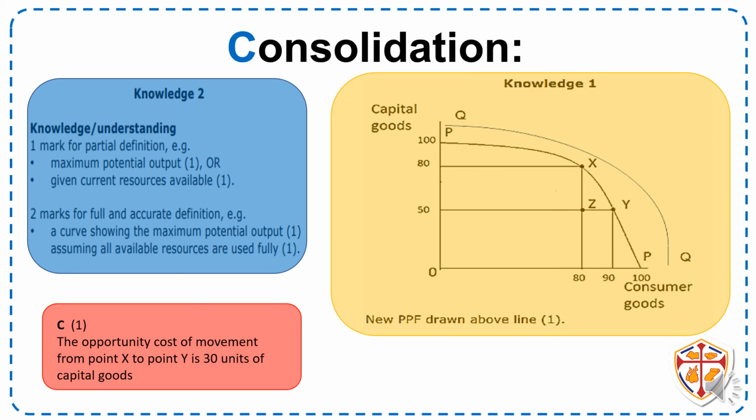For the third question, you needed to draw a new curve illustrating economic growth. You needed to draw your new line above the line that is already there. Economic growth is always an outward shift.